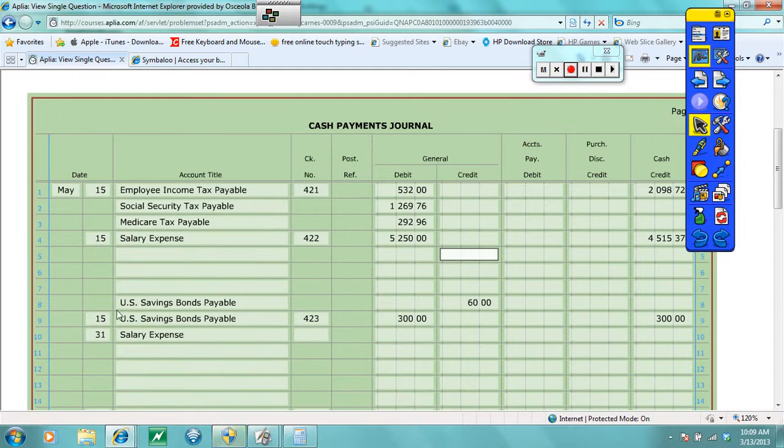Here I did put in U.S. savings bonds payable because that's something new. It's a liability. Here on the 15th we're paying it in. We've held it out of our employees' checks, and now we're paying it in. We're getting their savings bonds. So it's decreasing. This is a liability, and earlier it was increasing, but now we're decreasing it. It's being paid off. That's why this cash is a credit.